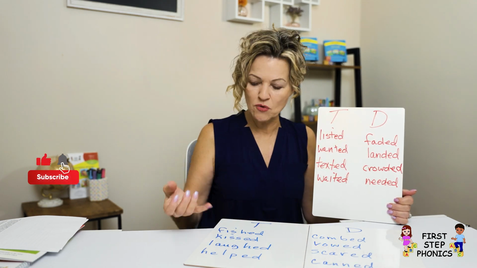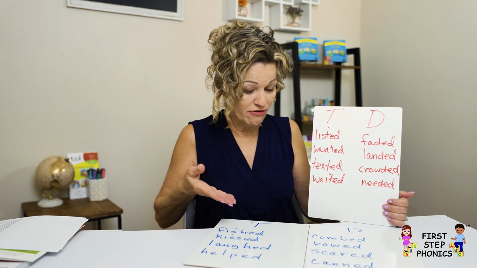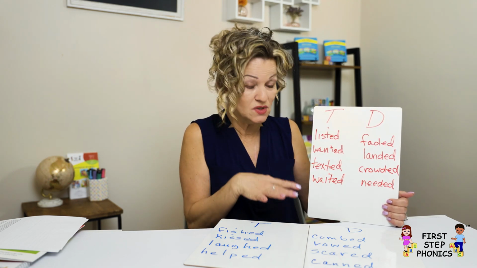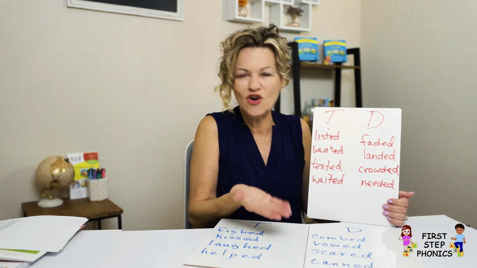So that's three different ways. You have t, d, id. And if you know these simple little rules, you don't have to wonder anymore when you see a word. You just know what to do.